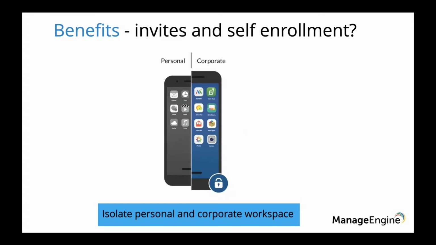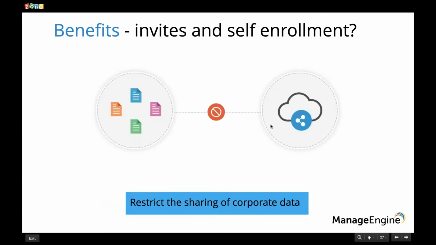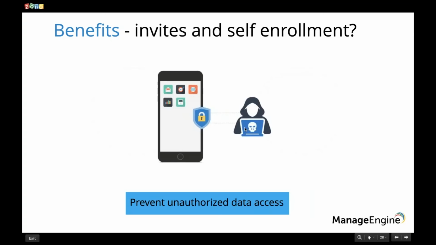First thing is you will be able to isolate your personal and corporate workspace. This will ensure that there is no communication between your corporate data and personal application. Then you will also be able to restrict the sharing of corporate data between your unauthorized apps, devices, and third-party cloud services. You will also be able to prevent unauthorized data access on these devices.